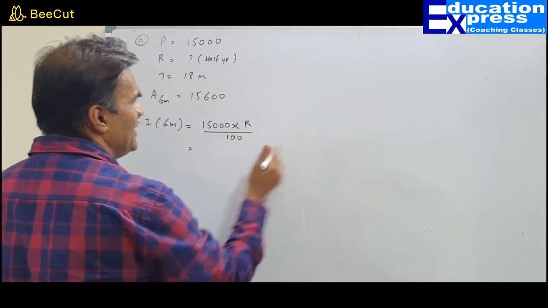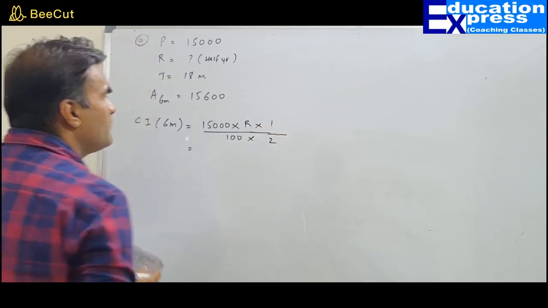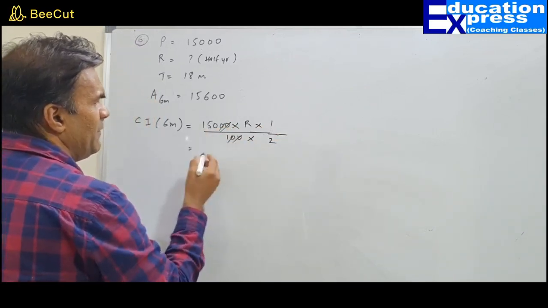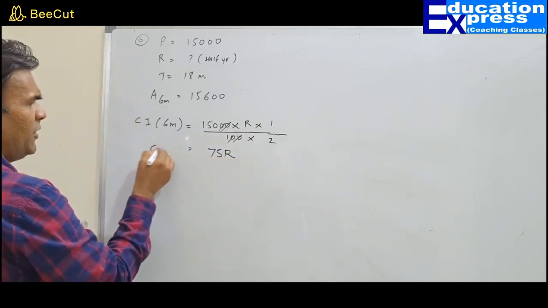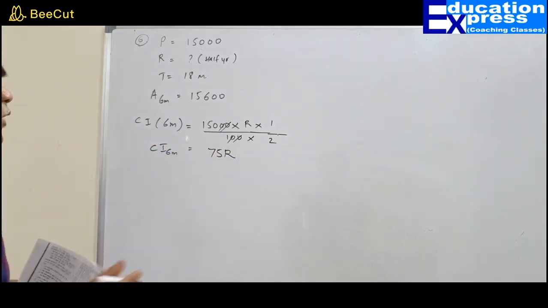So we can write this as into half. So now 0, 0, 0, 0. 150 divided by 2, 75 R. So my compound interest for 6 months would be 75 R. What would be the amount?